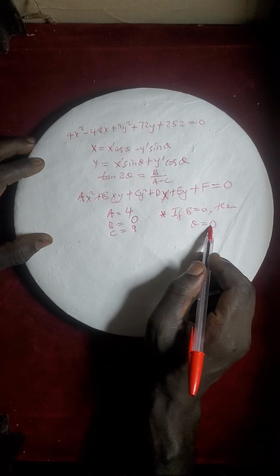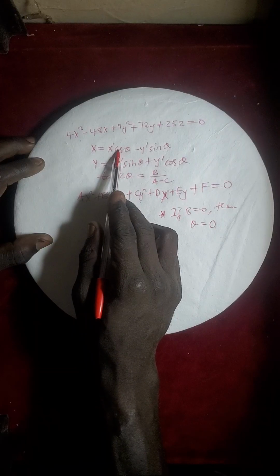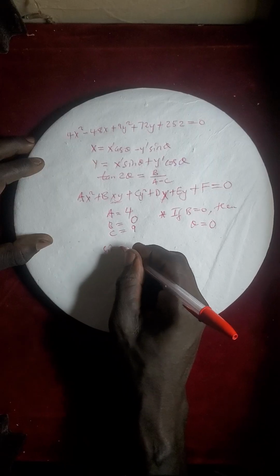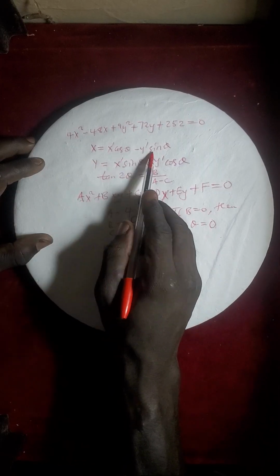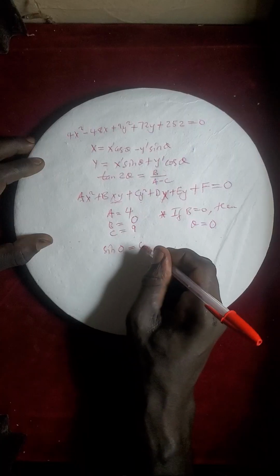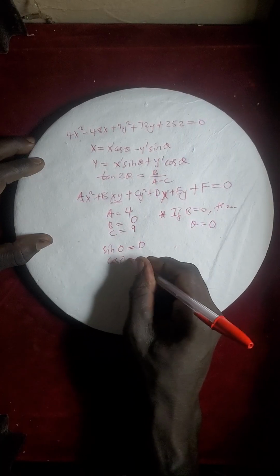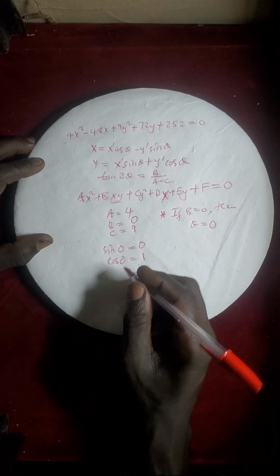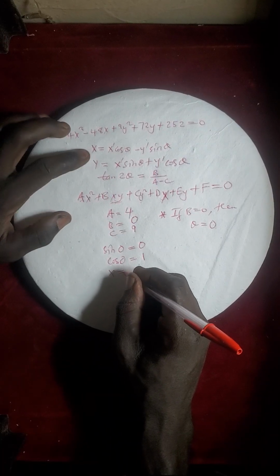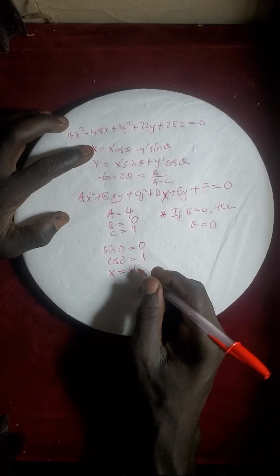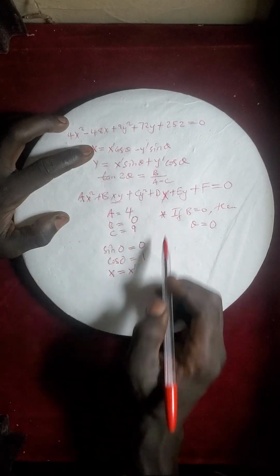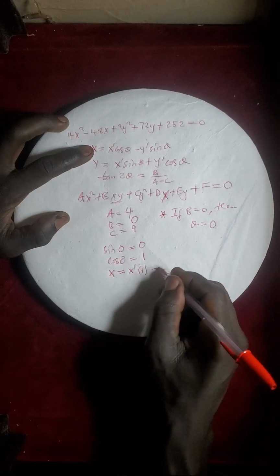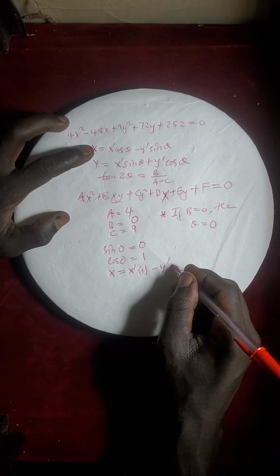Now let's target elimination of sine and cos. What is sine 0? Since theta is 0, we have replaced there. Sine 0 is always 0. Cos 0 is always 1. Now let's look at what we are going to replace on the x part. X equals x prime cos theta, but cos theta is now cos 0, which is 1, minus y prime sine theta. Sine theta is 0.